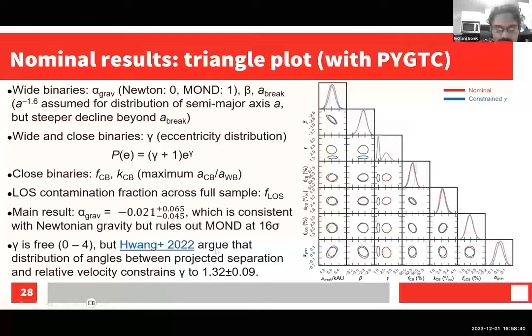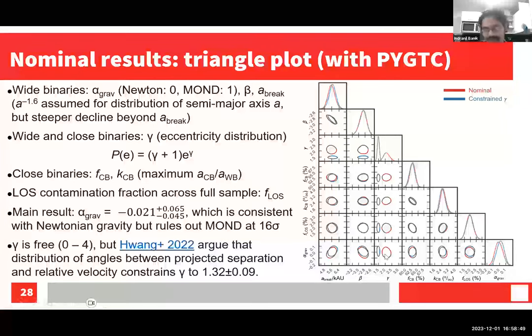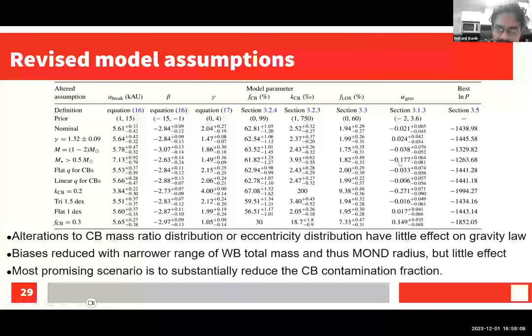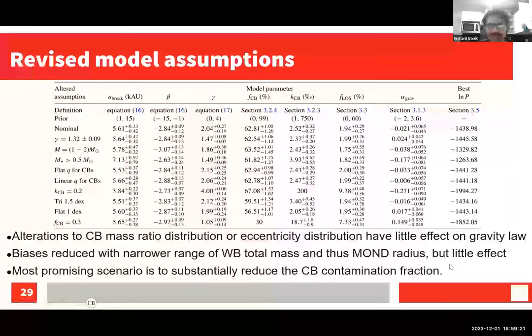This gamma parameter, which we've allowed to vary freely in our main analysis, in the revised one shown in blue, we use a prior based on Huang et al. 2022. You can see that it changes the distribution and significantly tightens the inference on gamma. But the other model parameters, including the gravity law, are barely affected by the change. In fact, we've considered a large number of changes to the model assumptions, and in all cases, alpha grav is extremely close to zero. There is really no way that this model could have been correct, unfortunately.